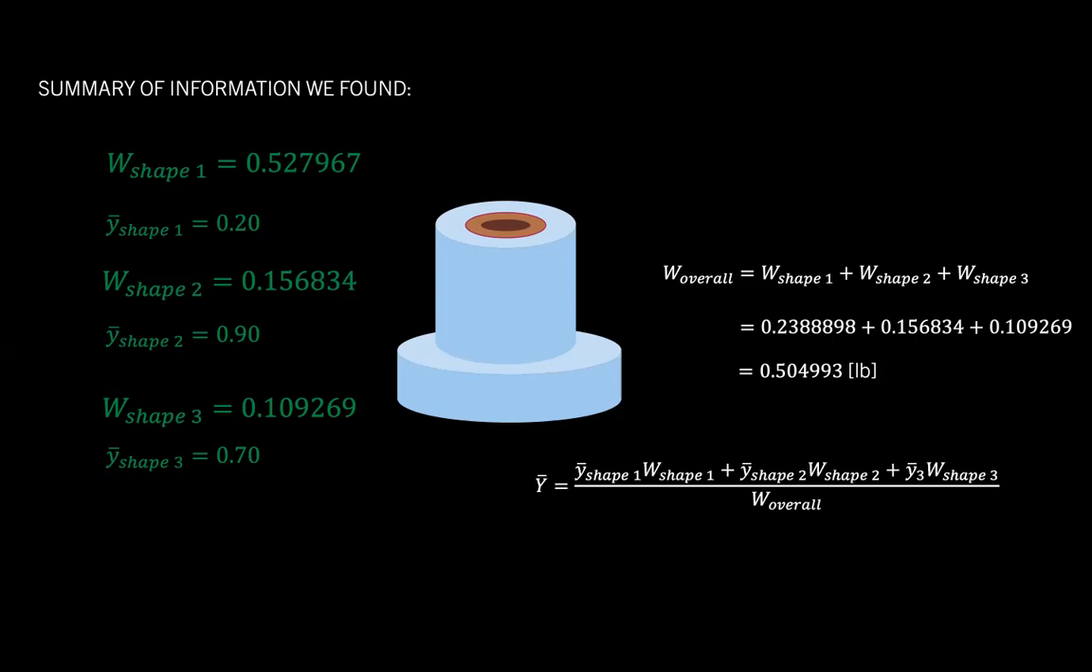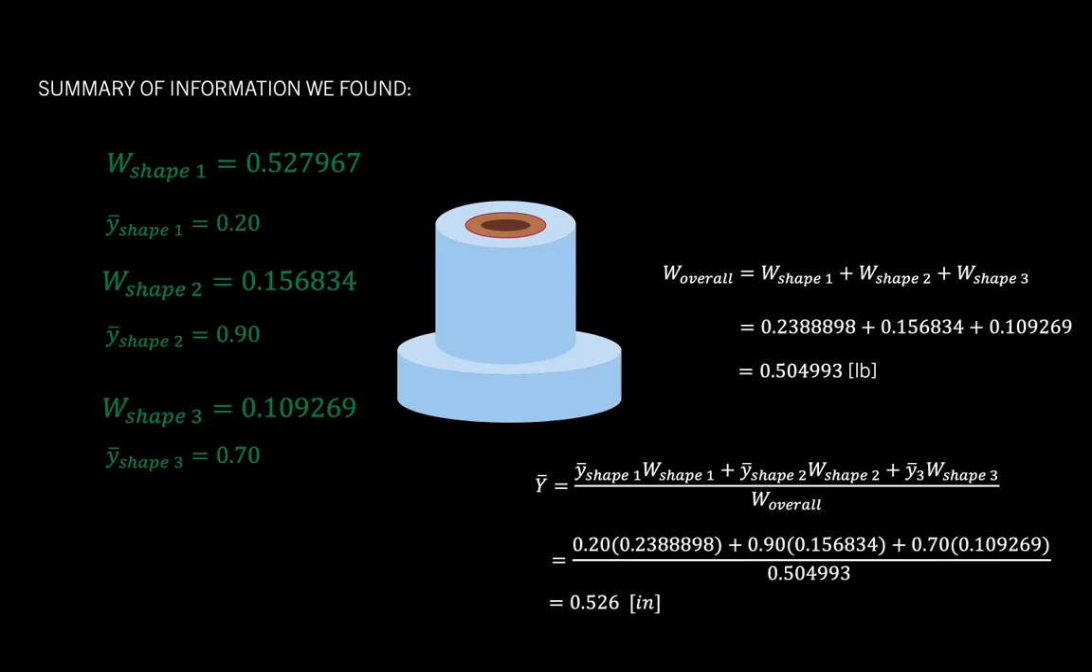And then we want to find the y of the whole shape by doing the y centroid of shape 1 times the weight of shape 1, plus the y centroid of shape 2 times the weight of shape 2, plus the y centroid of shape 3 times the weight of shape 3, all divided by the total weight of the whole structure, which is equal to 0.526 inches from the base.